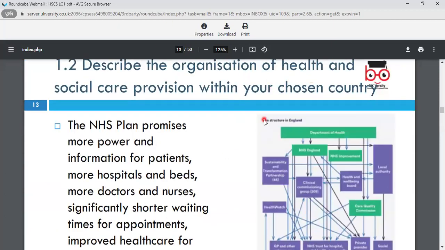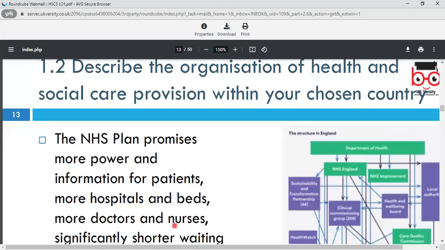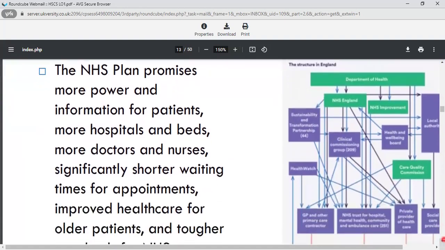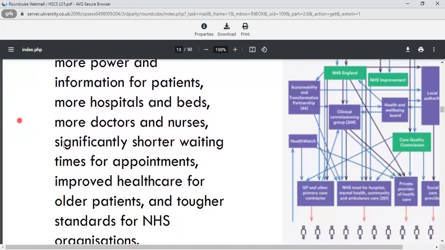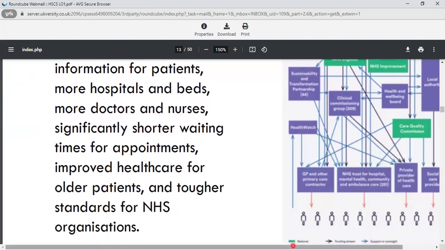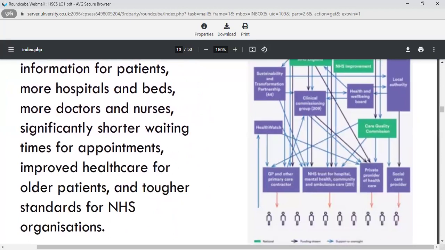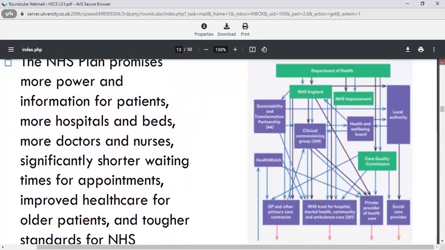So if you want to describe the organization of health and social care provision within your chosen country, if it's the UK, the NHS promises more power and information for patients, more hospital beds and hospitals, more doctors and nurses, significantly shorter waiting times for appointments, improved healthcare for older patients, tougher standards for NHS organizations. So this is actually a scheme that I would show you.